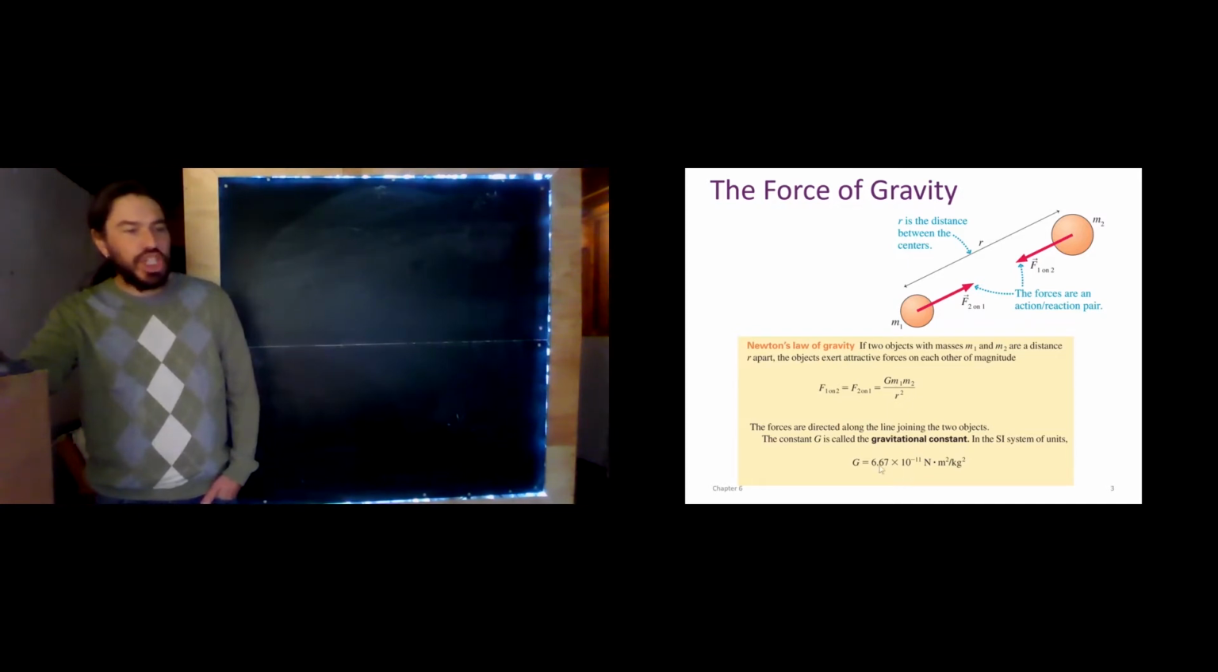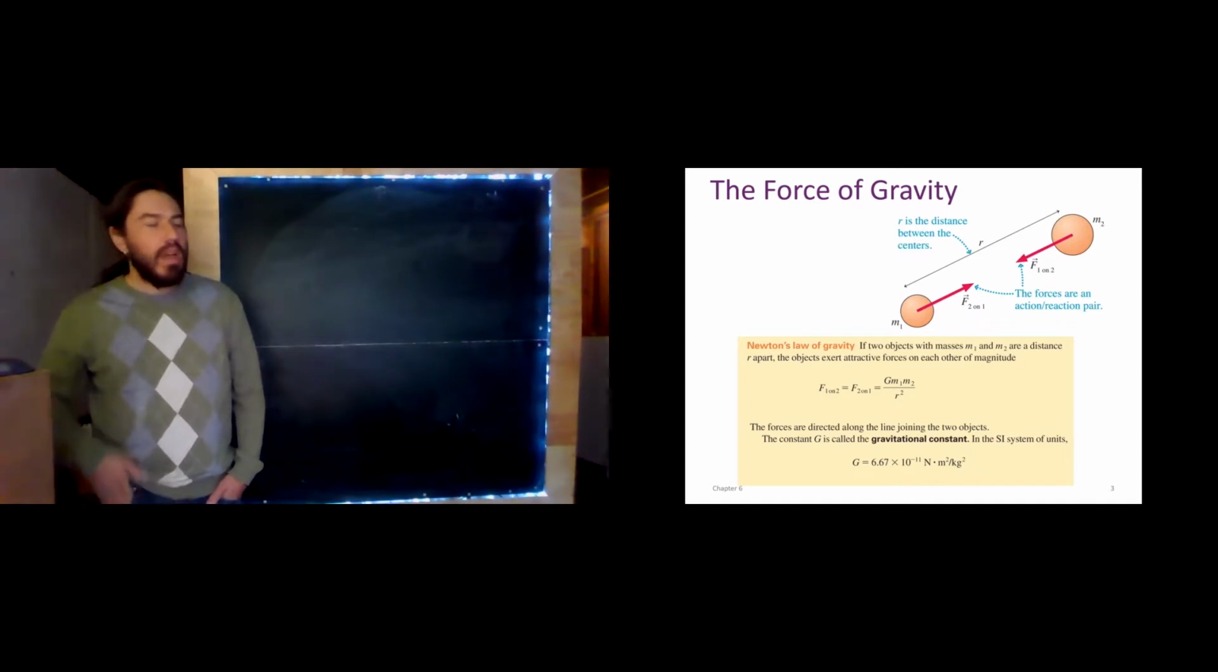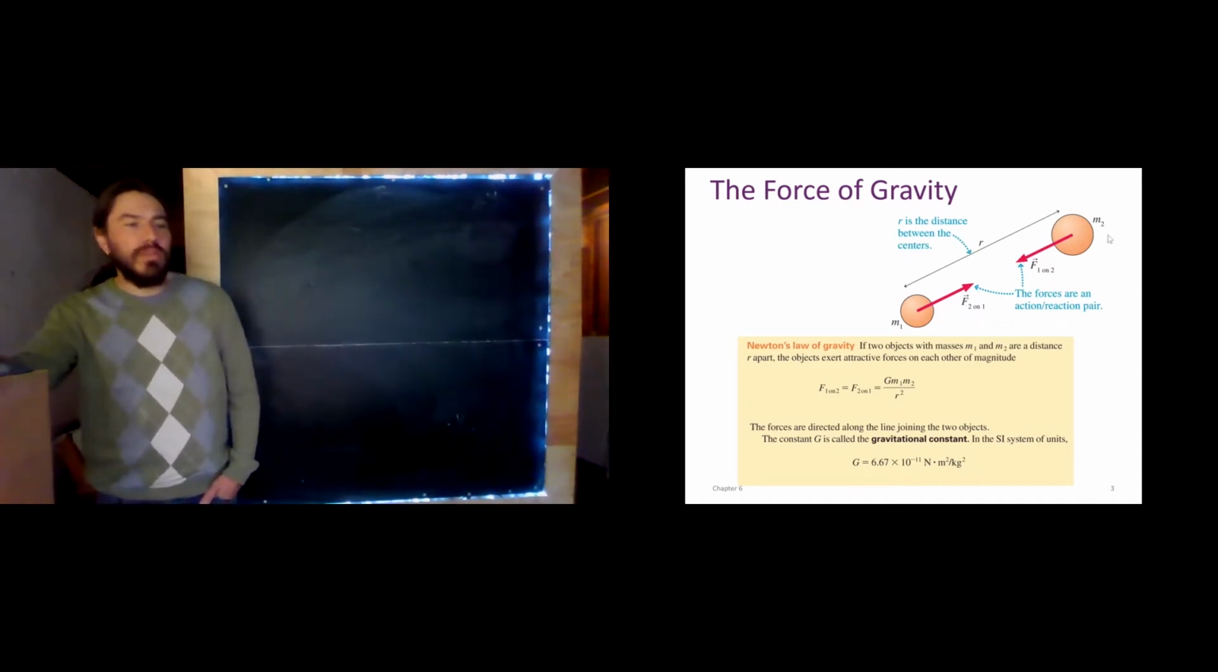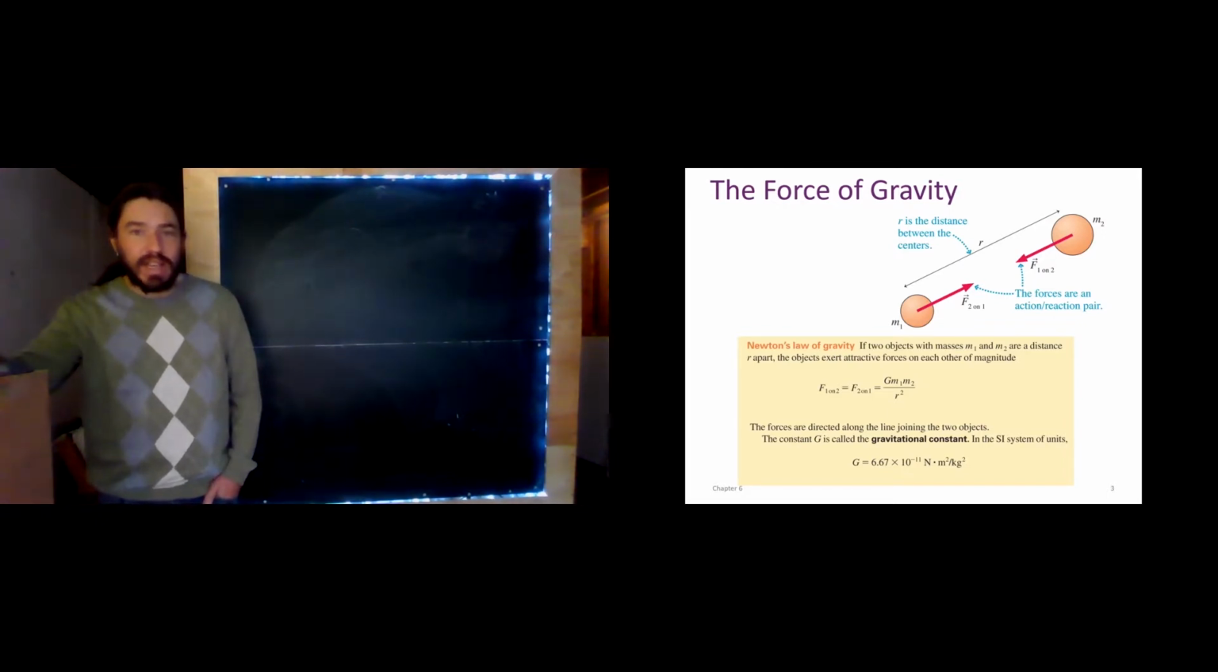What are these parts? G is this constant. It just keeps all the units straight. M1 and M2 are the two different masses, and R is the distance between their centers. So we have to be a little bit careful. R is not necessarily the radius of whatever round thing is in the problem. R is the distance between the centers of these spheres.